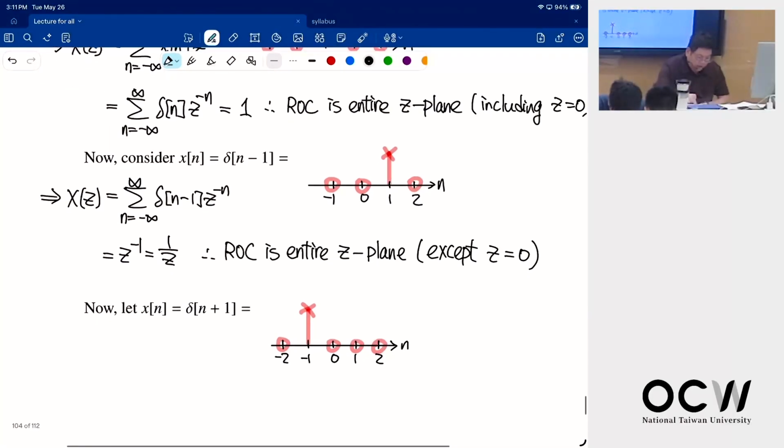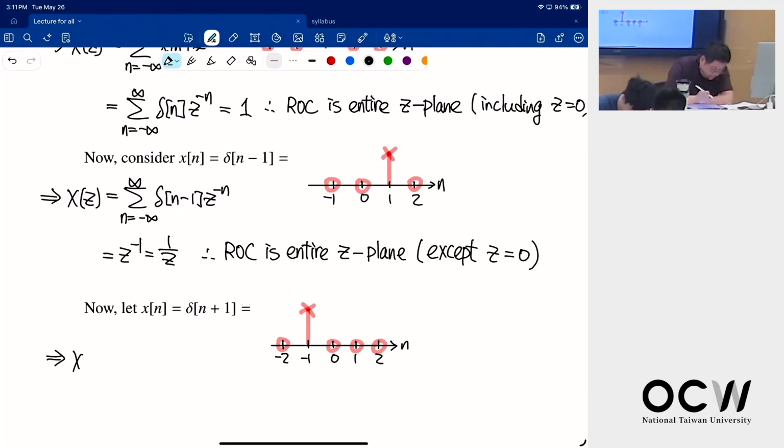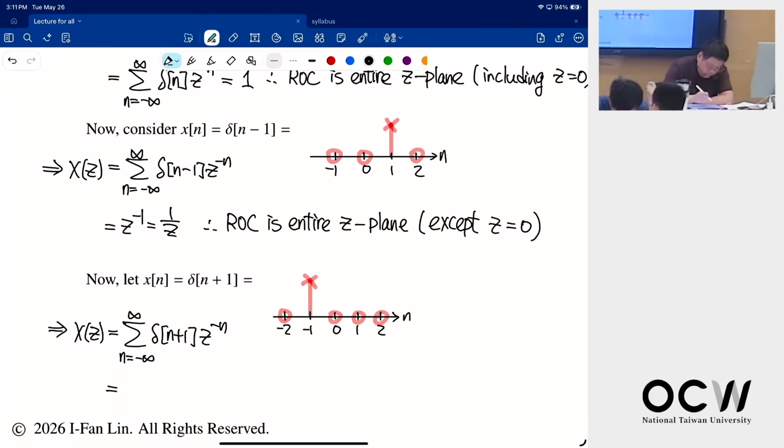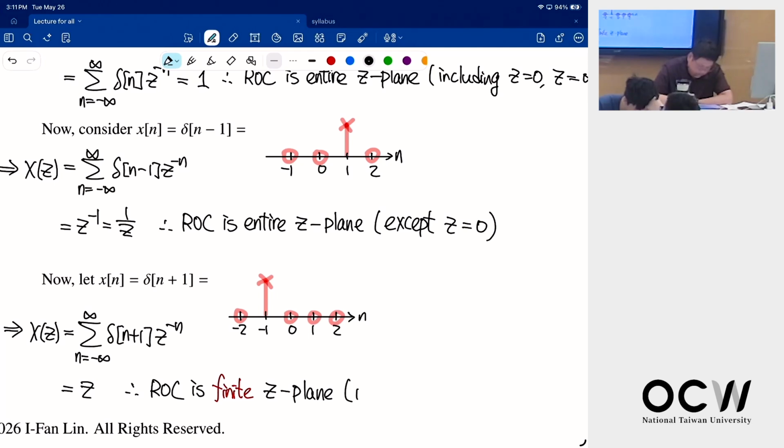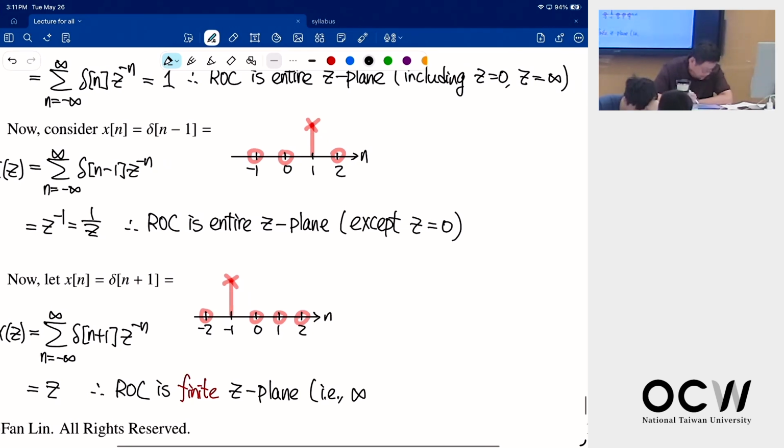If I shift to the left, then we get Z. So the region of convergence is the finite Z plane, which means infinity is not included.